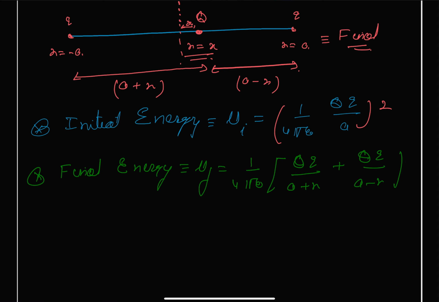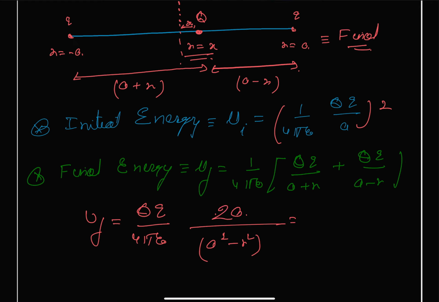We get our U final will be equal to 1 upon 4 pi epsilon naught, and this coming as Q, and our LCM is a minus x. Okay, let me write it in this way. This comes as Q, and we have here 4 pi epsilon naught, and the denominator will be coming as a square minus x square, and the numerator will be coming as a minus x plus a plus x, which will be our 2a.